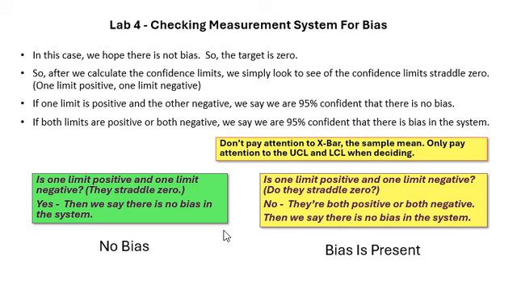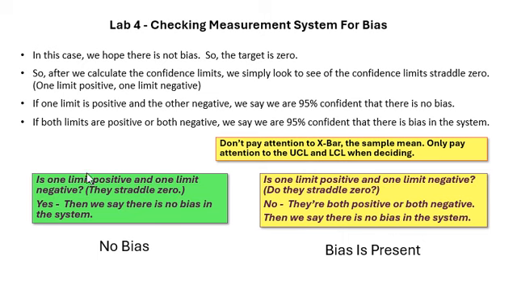So graphically, this is how you think. Make sure you don't pay so much attention to your x bar, because that's just a simple mean. We're going to pay attention to your limits when you make your decision. So this is no bias. Why? Because one limit is positive and one limit is negative, and then we think about whether your target 0 is in there.